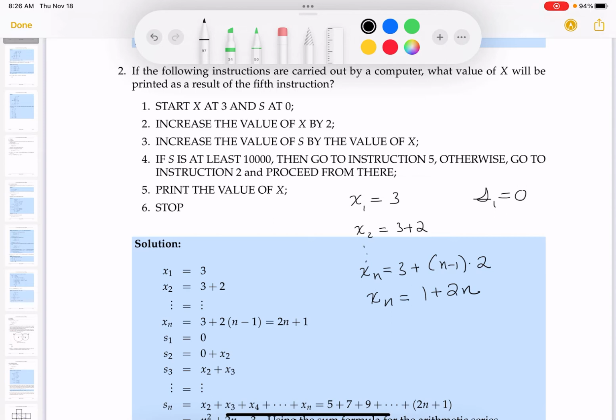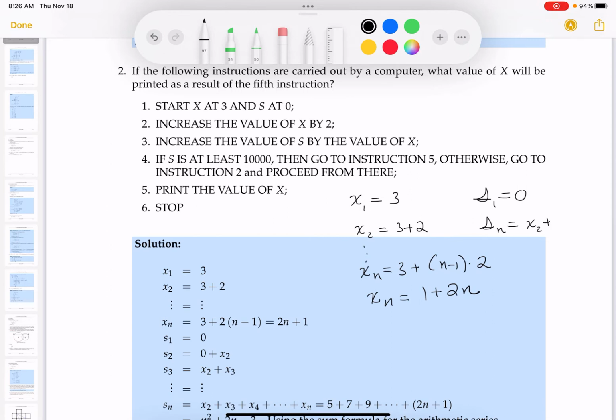Then it goes on and says, the third step. I know how this thing is moving along, and you could write this down one step at a time. It's going to be a long process, though. What they say is increase the value of s by the value of x. So what I'm going to say over here, Sn, well, what's the first value that's going to be added onto it? It's actually going to be x2.